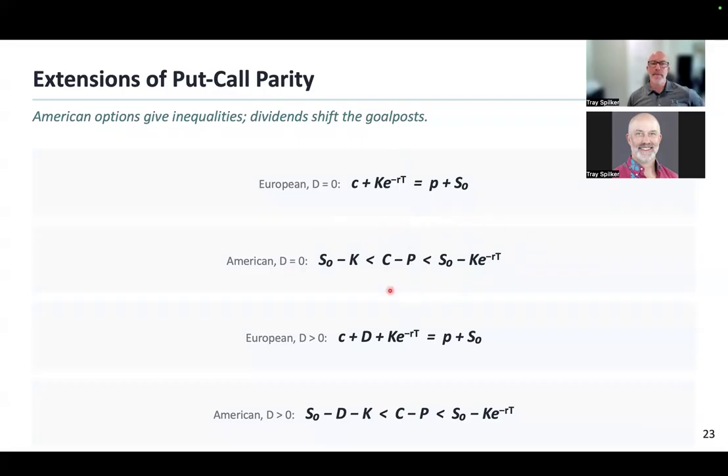And this is just a combination of the algebraic rearrangement of the upper and lower bound conditions for an American style option for calls and puts. Now, when you enter the dividends for a European option, it's pretty simple. It just enters here on the left-hand side as a positive sign. And for the American style option, it enters here on the left-hand side as a negative sign because, again, it detracts value from the underlying share price.